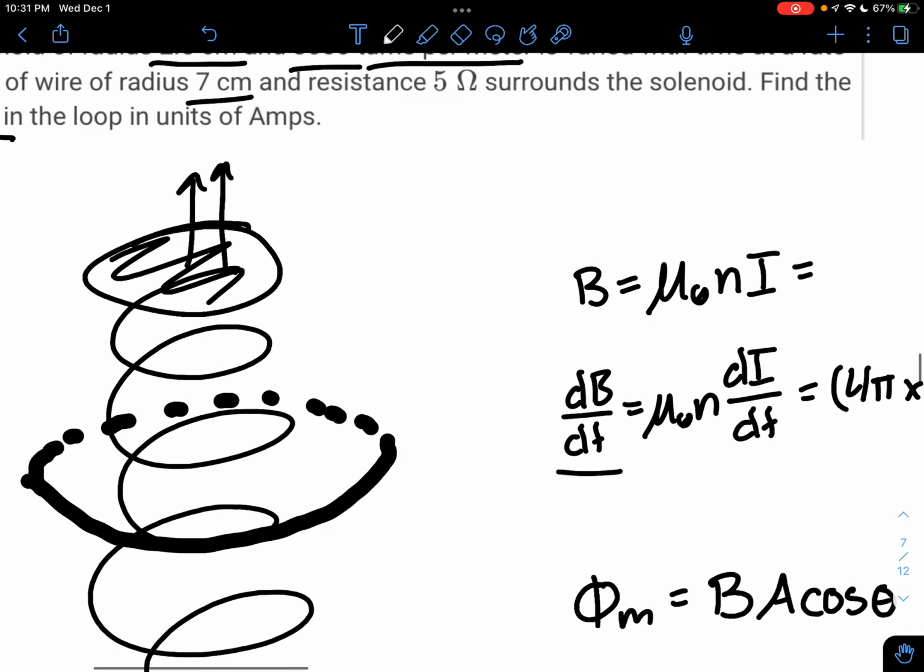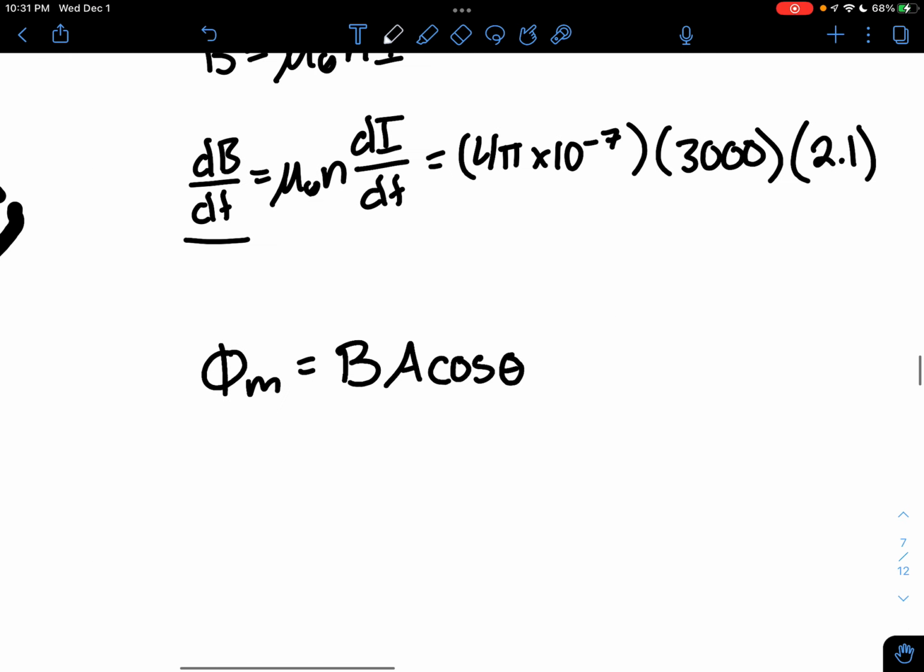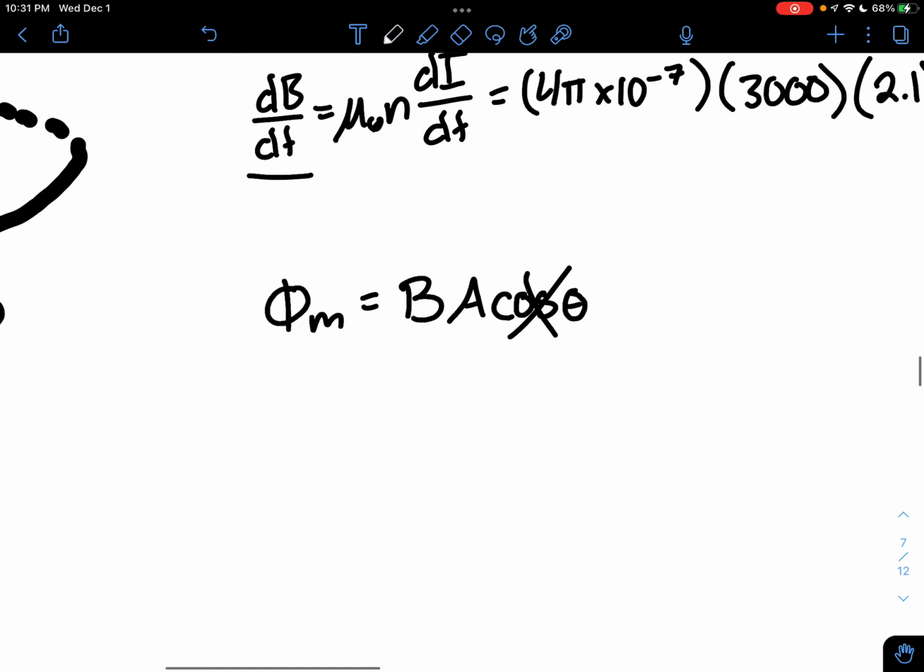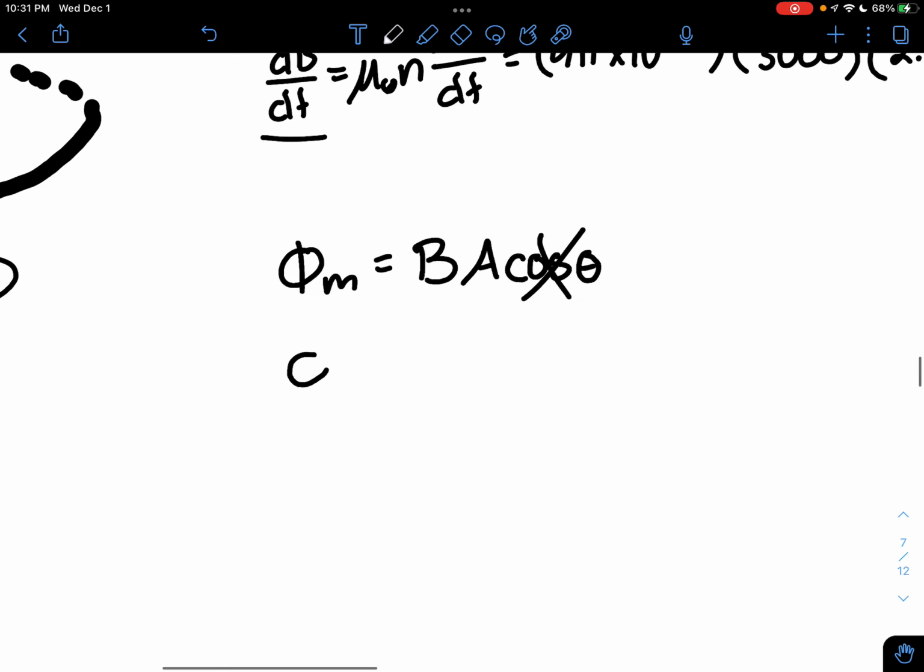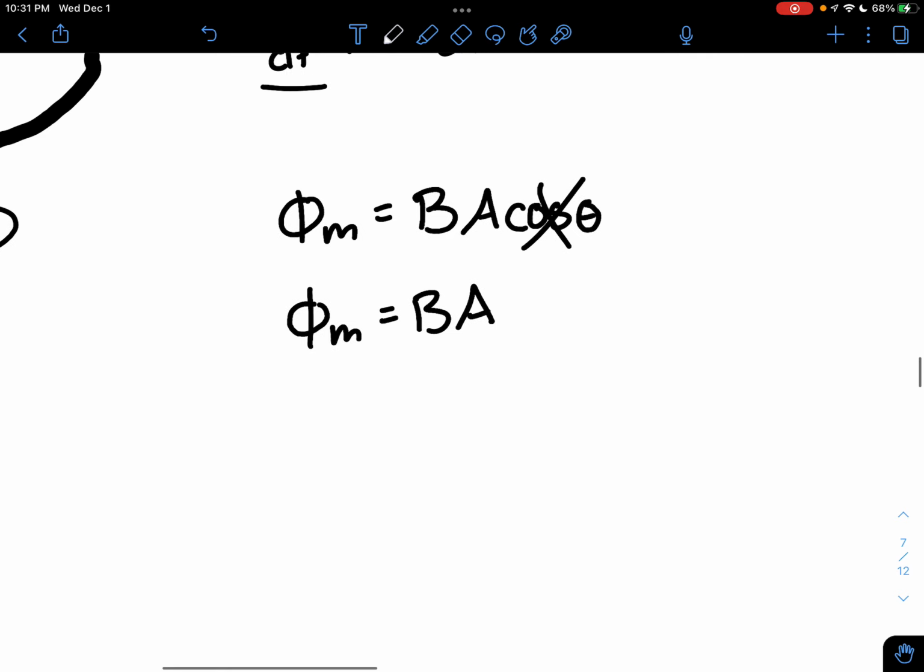So our angle between them is going to be 0. Cosine of 0 is 1, so we can just ignore that bit. Fun. Makes it so much easier. But again, we run into the same problem where we don't have B, we have dB dt.